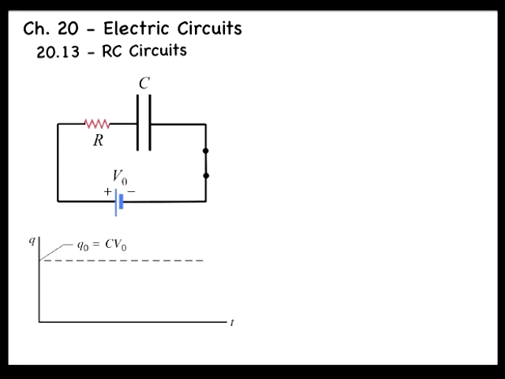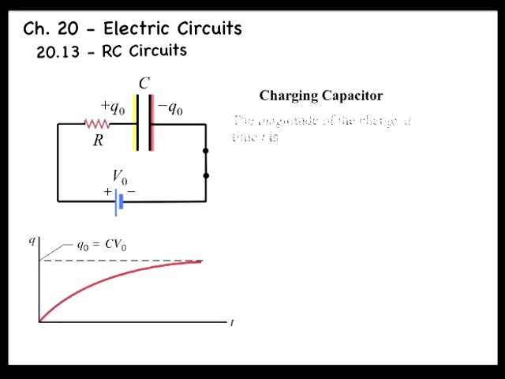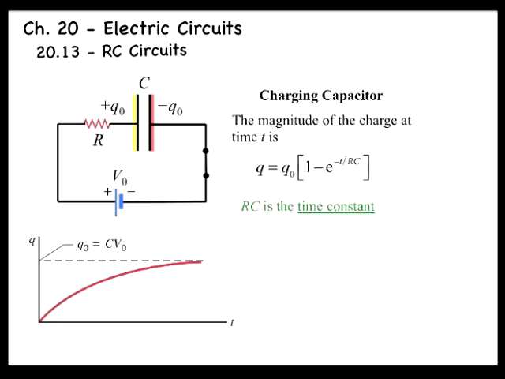If we start over and monitor the charging of the capacitor as a function of time, we see the following behavior. The charge accumulation starts quickly and then gradually slows down as it approaches its maximum value. We know the mathematical form of this charging curve and find that the magnitude of the charge on the plates at time t is Q equals Q0 times 1 minus e to the negative t divided by RC, where RC is the time constant in seconds.